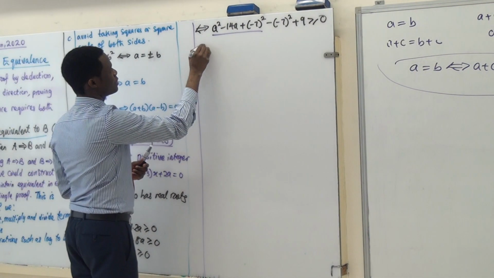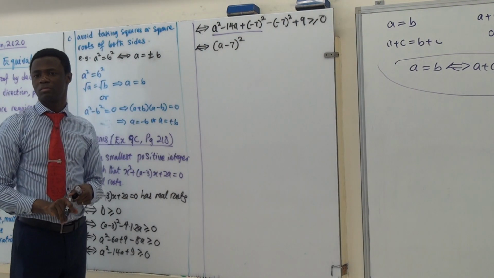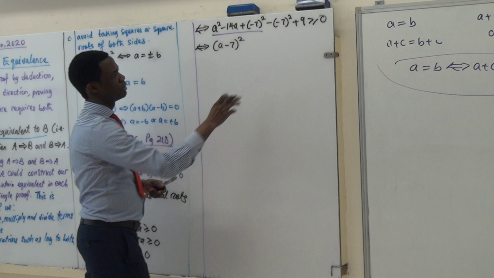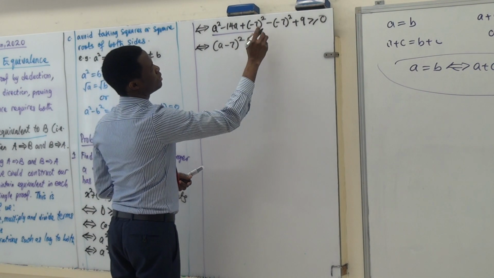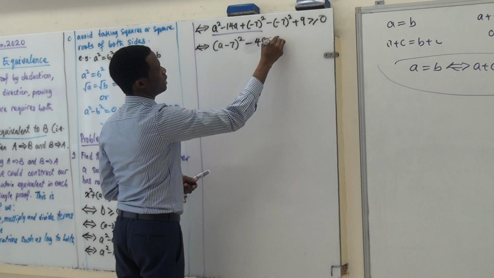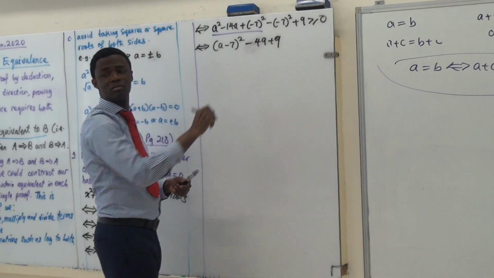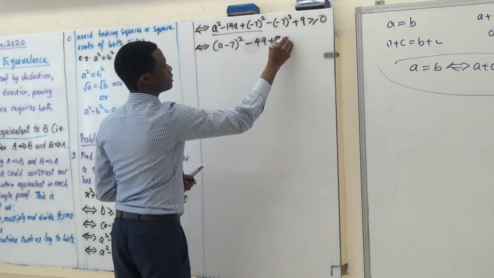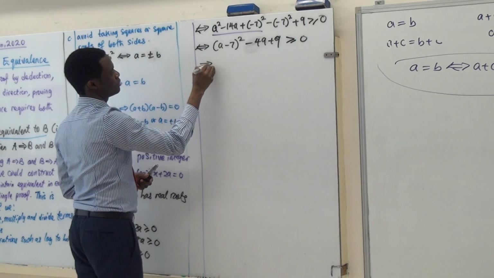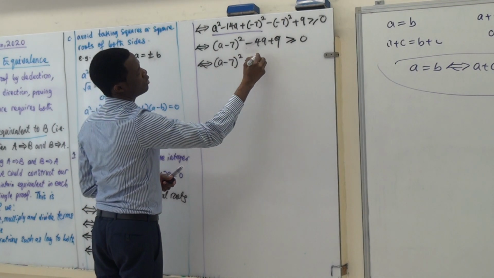Now, the first 3 gives you this. Okay? And this will begin to be actually minus 49 plus 9. Minus this is plus 49. Can you see that? Greater than or equal to 0. So you have a minus 7 squared to be greater than or equal to what?